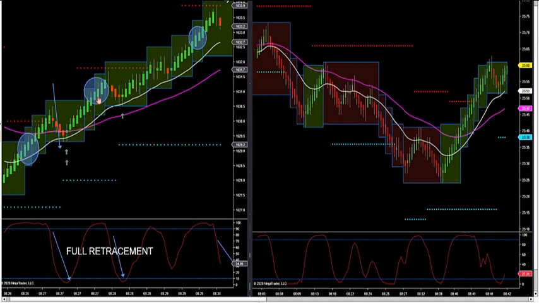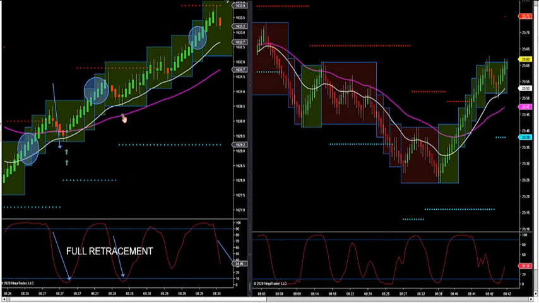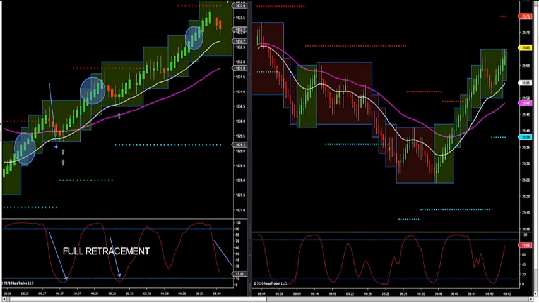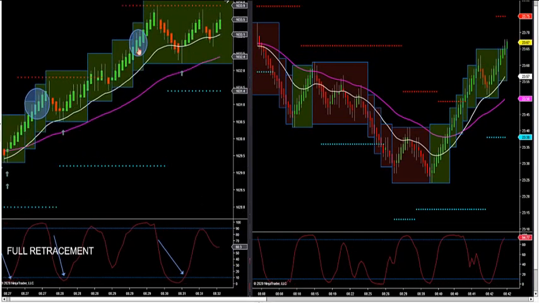Market comes up, we get a 2 candle close, 1, 2. There's a 2 candle close. There's your first full retracement. There we go. Get a big move up again, and we come into the next one. You can see what we're doing here. Two candle close. Market comes up.